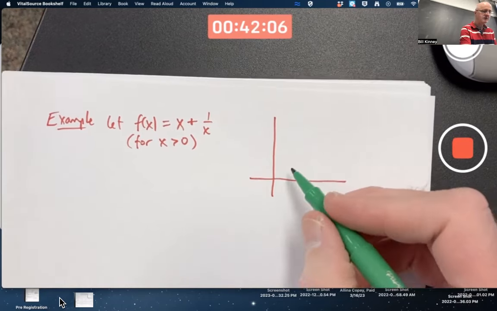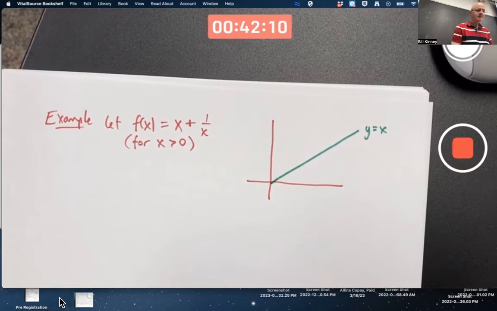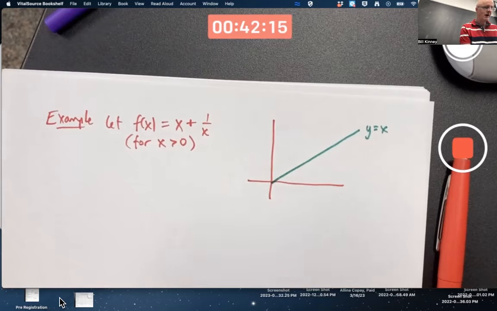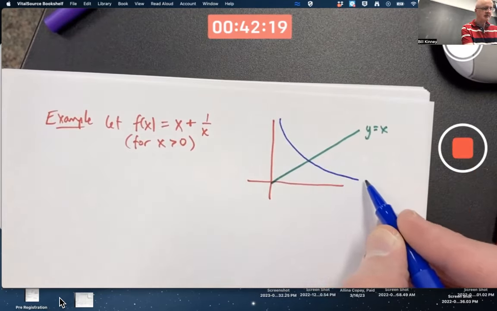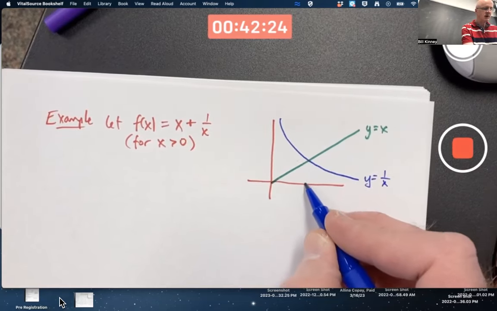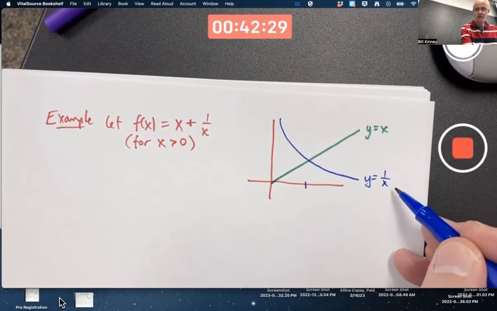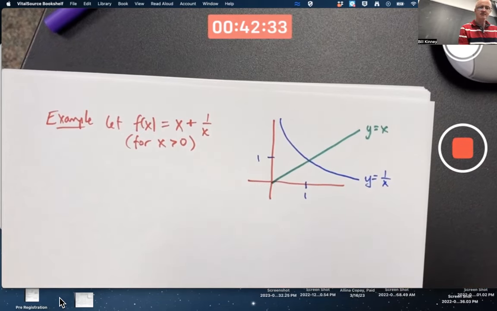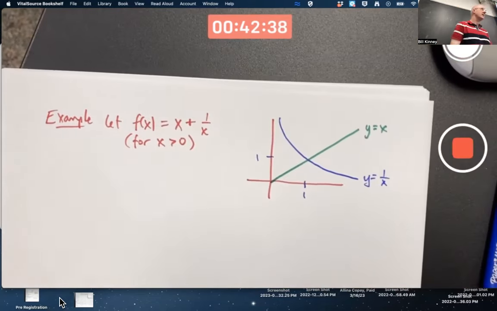The graph of y equals x looks about like this. And the graph of y equals 1 over x looks about like this. They happen to cross when x is 1, right? Because when you plug 1 into there, you get 1. And when you plug 1 into there, you get 1 over 1, which is 1. When x is 1, y is 1. That's where they cross.